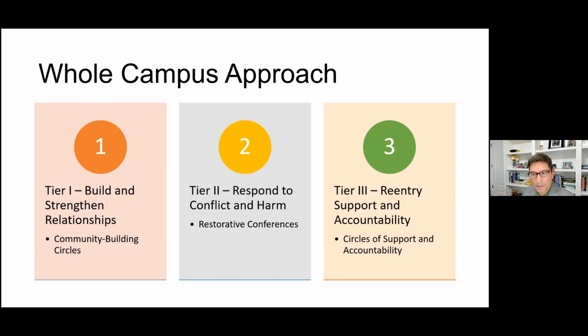Tier 2 is about responding to conflicts, and again, I already covered that. And then tier 3 is reentry, right? Because unfortunately, we're going to suspend and expel students. That's just the way it is. But what do we do when they come back? How do we welcome them back to the campus? Because they're kicked out, but they're still Roadrunners, or whatever the mascot is.